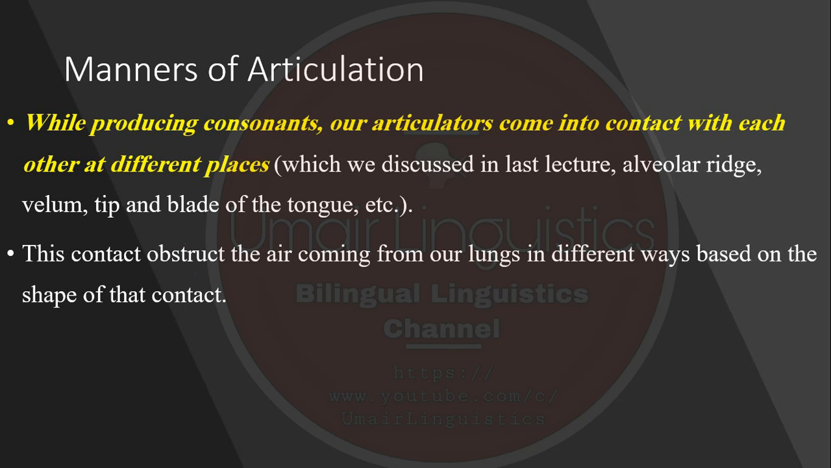For example, the stoppage of air in producing a b or m sound is different as compared to an n sound, or as compared to a k or g sound, or as compared to a ch sound. So in all these sounds our articulators are making contact with each other at different places. We know the air is obstructed in every consonant, but how it is obstructed is different in every consonant.